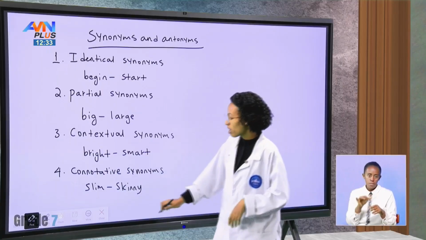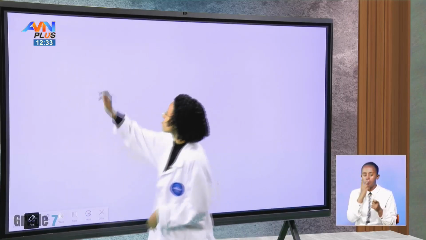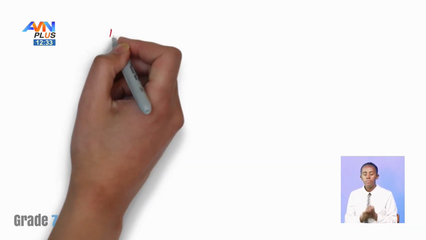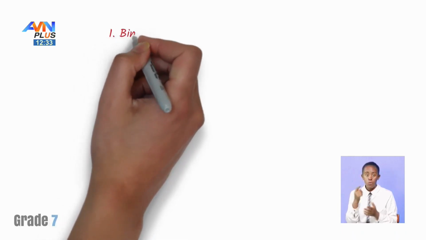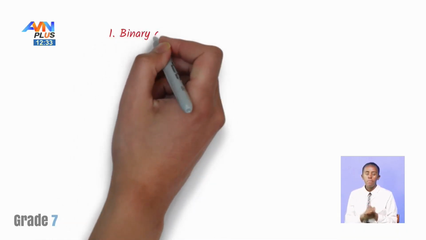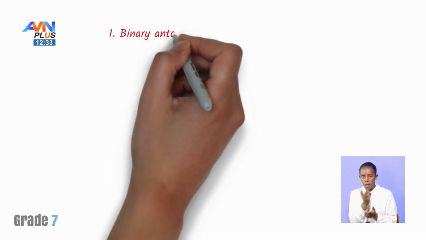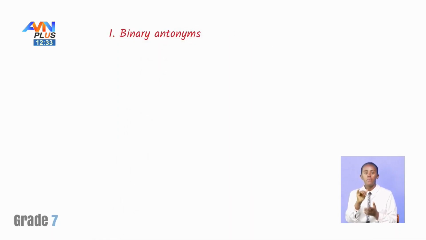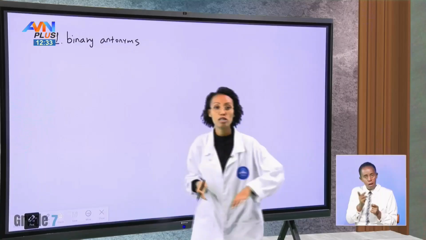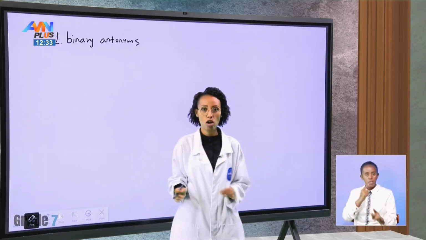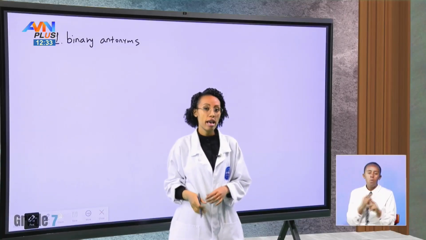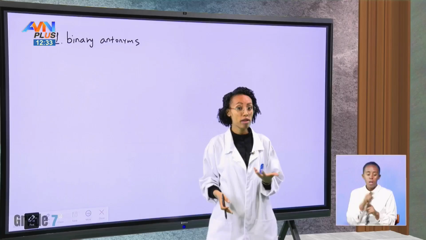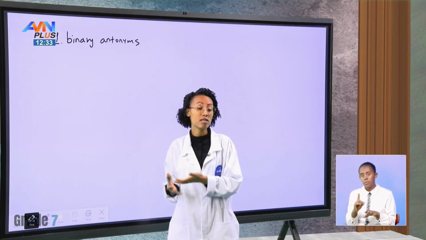What about antonyms? The types of antonyms that we saw last time. The first one is binary antonyms. Binary antonyms are the exact opposite of each other. It means the absence of one means the presence of the other.